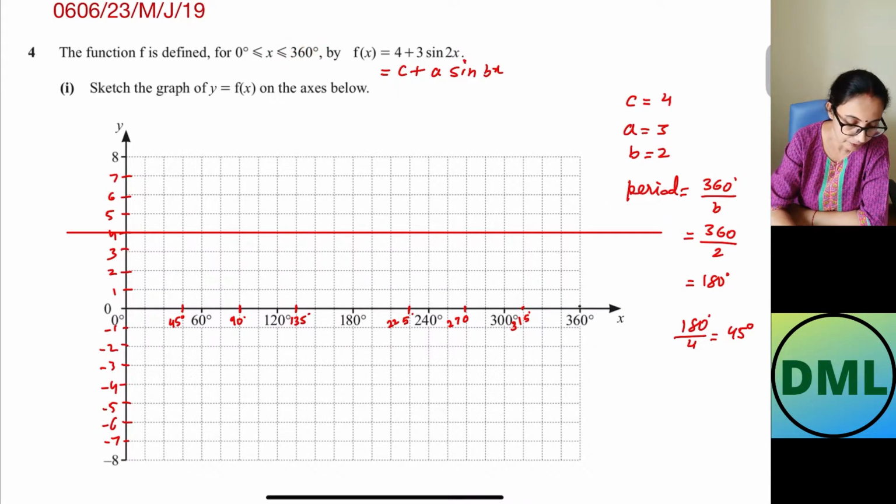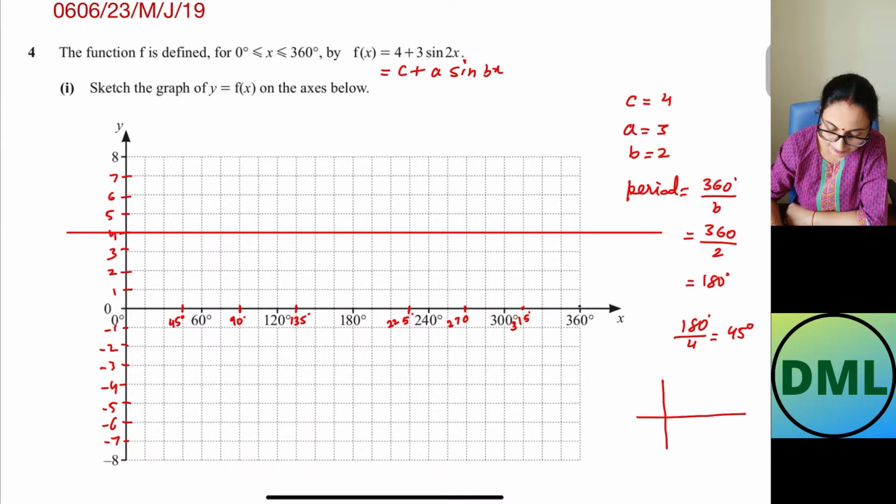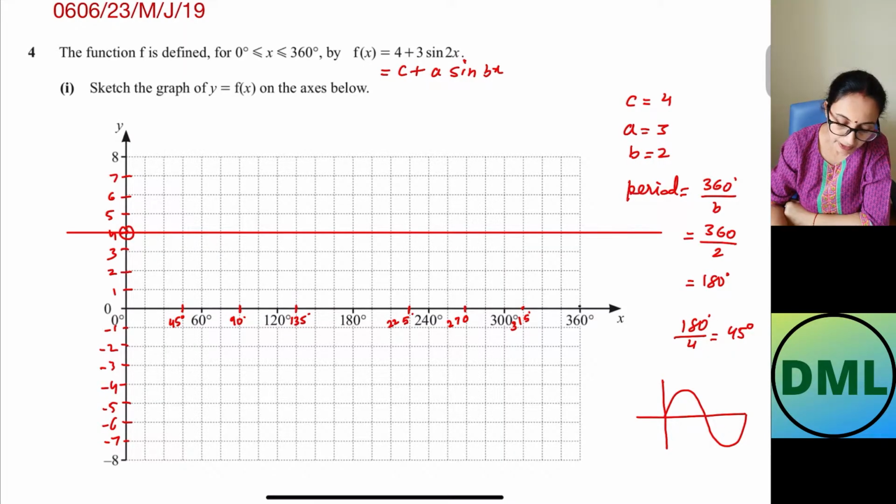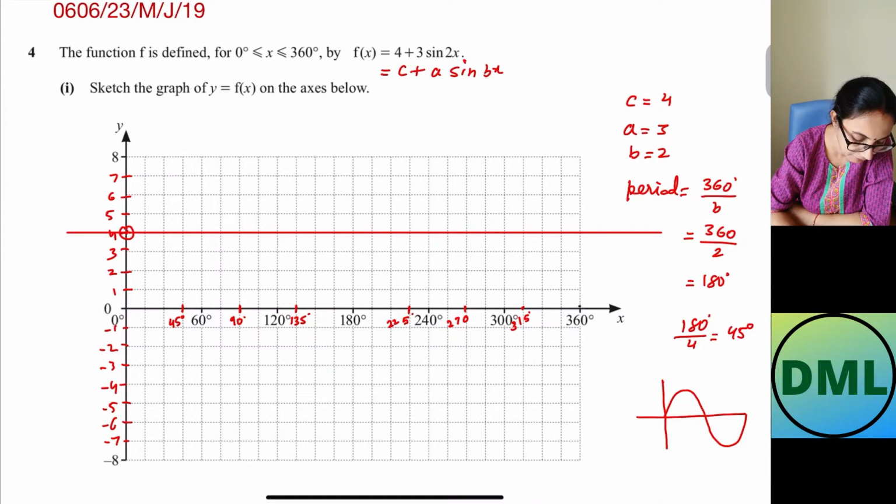Let's plot it. We know our basic sine graph starts like this. It will go up and it will go down and it will again touch the axis. So it will start from the axis, which is at 4. So it will start from here. What is my amplitude? My amplitude is 3. That means it will go 3 units above the axis. So it will touch 1, 2, 3, 7. So at 45 degrees it will go to 7.